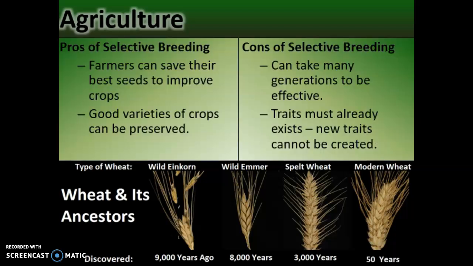So let's take a look at the pros and cons of selective breeding. On the pro side, we see that farmers can save their best seeds to improve their crops. A lot of times, if farmers grow a perfect tomato or a perfect ear of corn, they're not going to eat that vegetable. They're not going to sell it. They cut it open, they take the seeds out, and those are the seeds that they want to replant the next year. So they can improve their crops year after year.